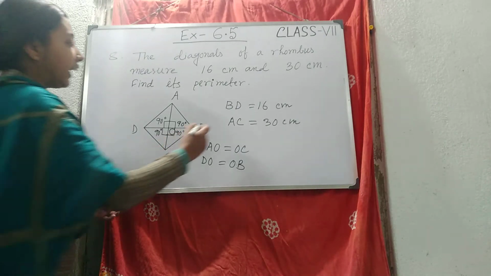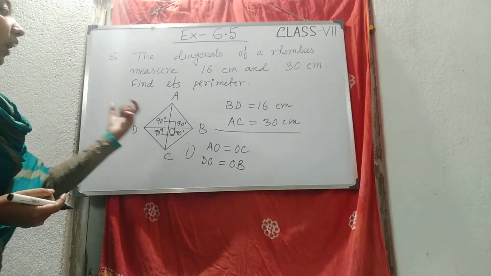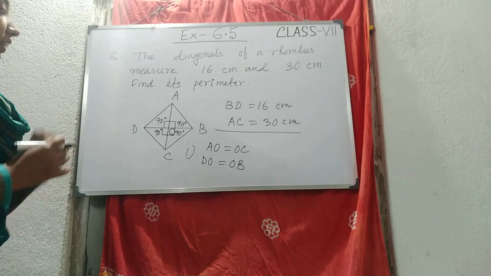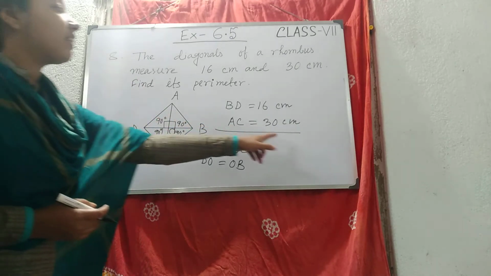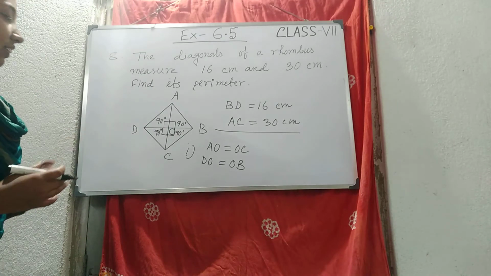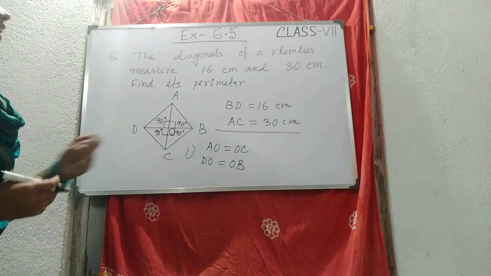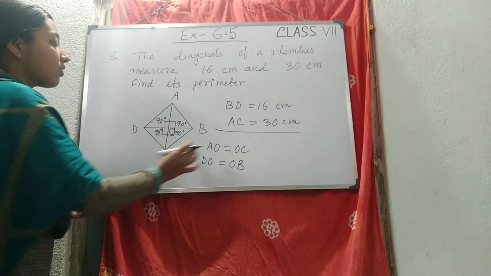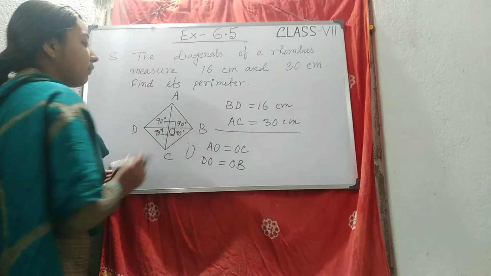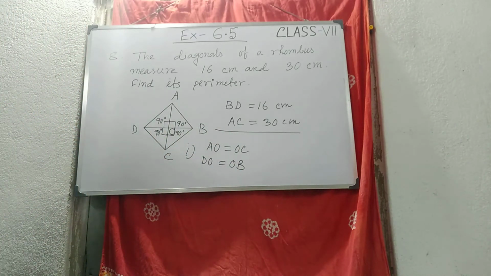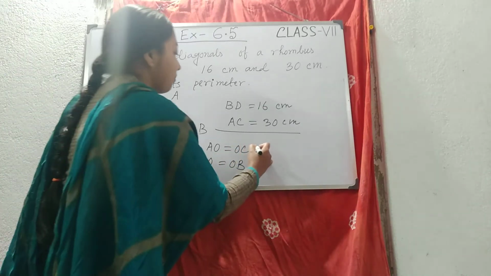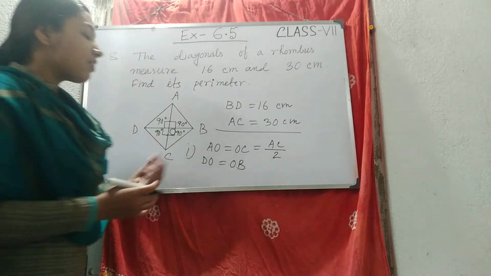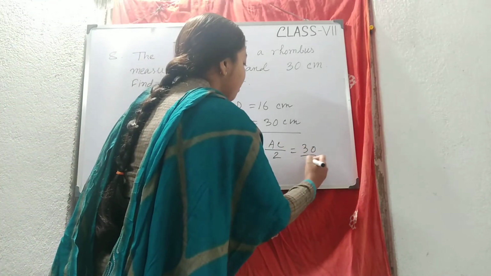So as we know the length of AC, can we get the length of AO and OC as they are equal? The length of AC is given 30 centimeter, and I have already told you the diagonals of any rhombus bisect each other. So AO equals OC. So what will be the value of AO and OC? Yes, AC divided by 2. AC divided by 2 will be the value of AO, and for OC, 30 divided by 2 centimeter.